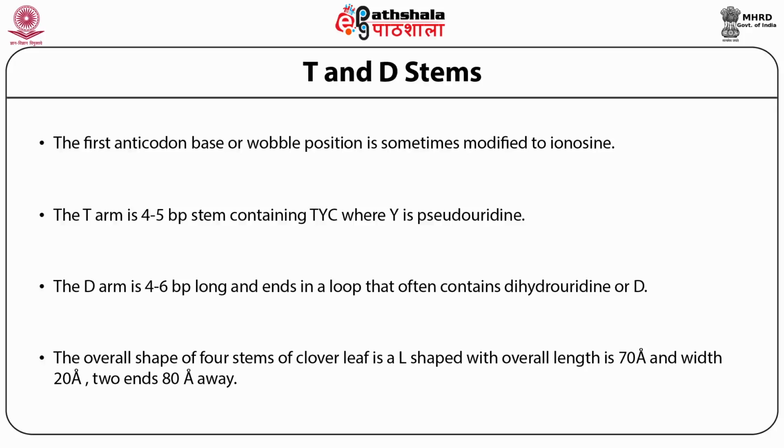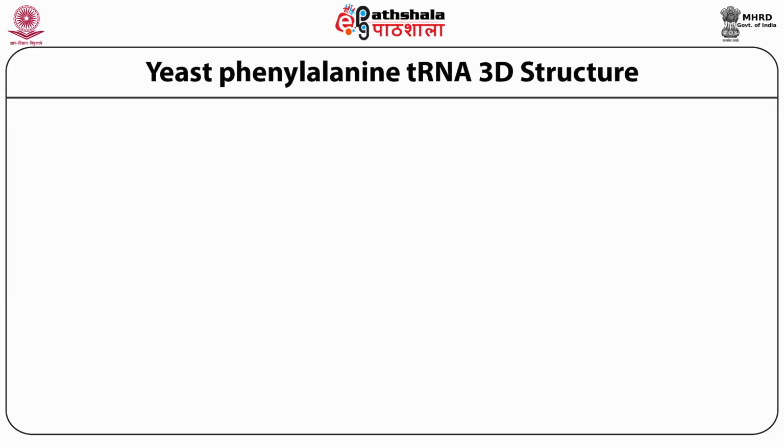Now, in the second case, Asp tRNA, the PDB code of this structure is 2TRA, the red is G34, green is U35, and blue is C36. So you can see how the anticodon loop is there. Yeast phenylalanine tRNA 3D structure is one of the most studied structures.